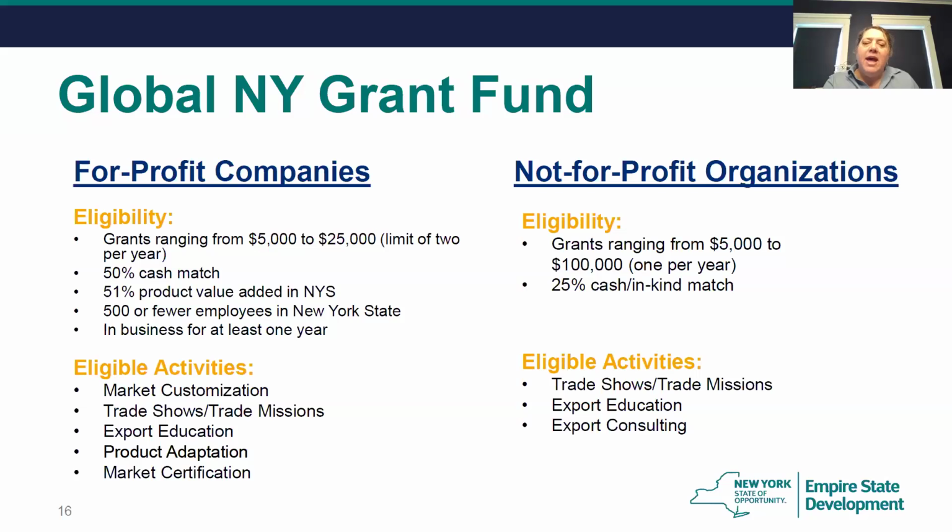In this particular case, again, 51% product value must be added within the state of New York. The difference between that and the STEP grant is that the STEP grant will allow for a company to have a New York headquarters, but product value creation happening outside of New York, though within the United States. So there are a couple of nuances and differences between some of the different programs. This one is also temporarily on hold while we revisit the budget restrictions.